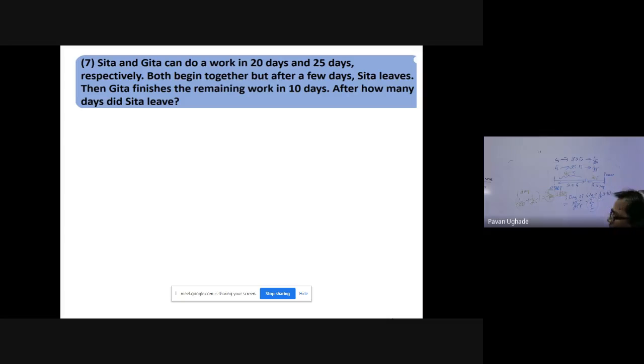In 1 day, right? So to finish the whole, it takes 100 by 9 days. But this 100 by 9 days will be required if they both work together. सीता एंड गीता, अगर ये दोनों ने मिलके स्टार्टिंग टू एंड तक काम किया होता तो 100 by 9 डेज हमें लगे होते. क्या दोनों ने स्टार्ट से लास्ट तक काम किया है? नहीं किया. देन व्हाट हैपेंस? सीता लेफ्ट. So Sita and Gita, they were together only for 3 by 5 of 100 by 9. 3 by 5 of 100 by 9. So just 3, and here it is 20. So the answer is 20 by 3 days. 20 by 3 days Sita was there.